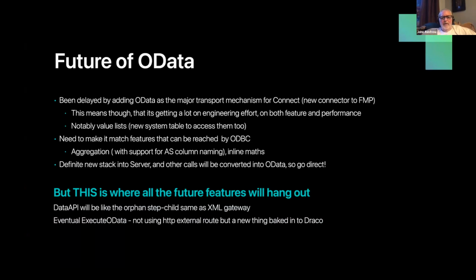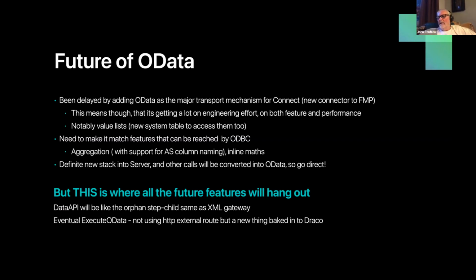What it does mean is that the OData connector has had a lot of love and attention by Claris engineers because they're using it themselves in Connect. So that means they're paying attention to things like performance and features. So the value list thing will be driven by a new system table, which has the value lists in them. So you'll be able to get that back from the query.